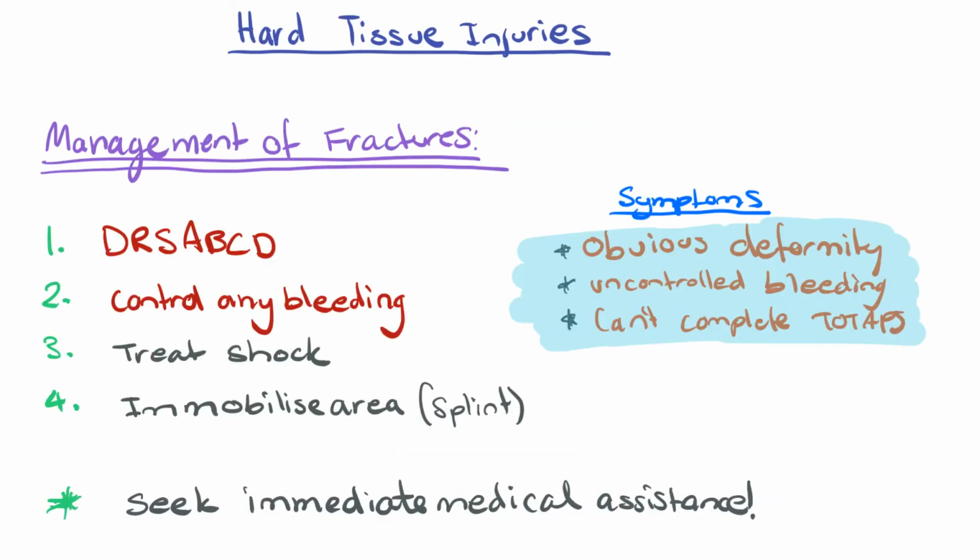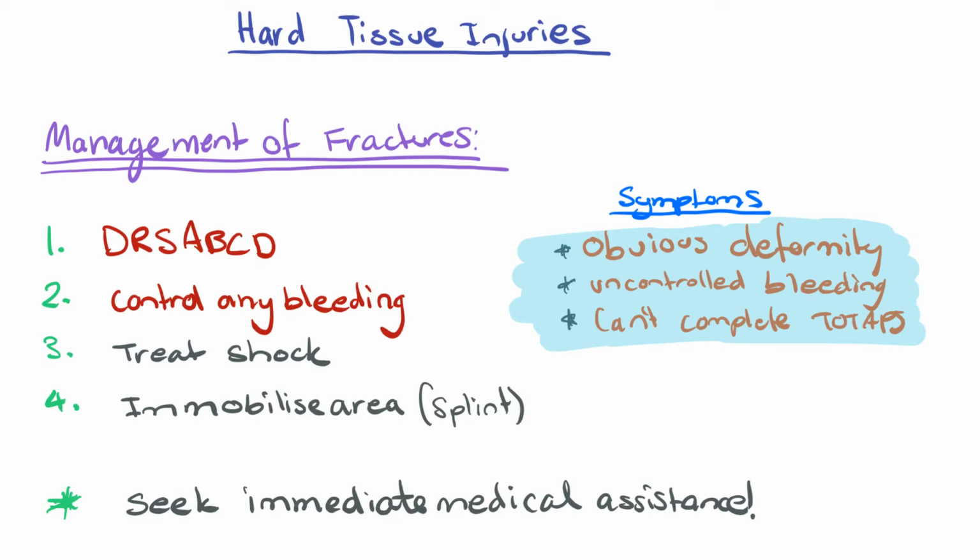So let's have a look at the management of fractures. What should we do? So we start by looking at applying first aid, so DRSABCD. Now we know what that is from the Year 11 preliminary course. We then want to try and control any bleeding if there is. So if we've got a compound fracture, we need to control the bleeding as best we can without causing any further damage or further pain to the athlete.